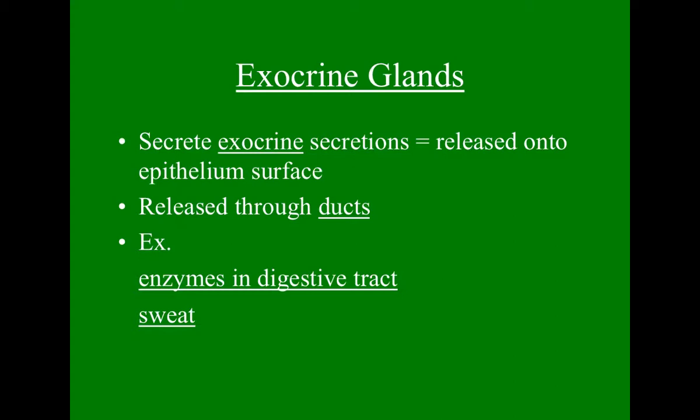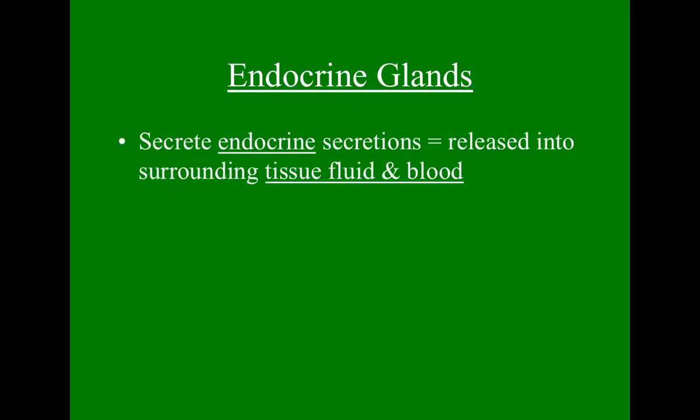Now we need to contrast this with the other type of gland, which are the endocrine glands. These secrete endocrine secretions, which are released onto the surrounding tissue fluid as well as into the blood. So first of all, one big difference is where they are released. This goes into the tissue fluid and the blood. The exocrine secretions go onto the surface of the epithelium.